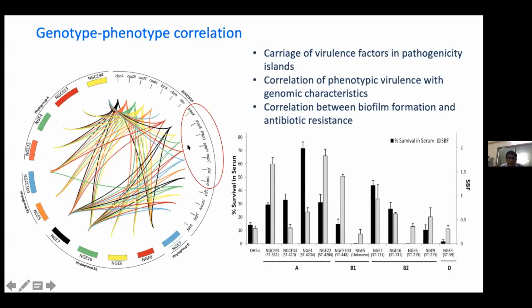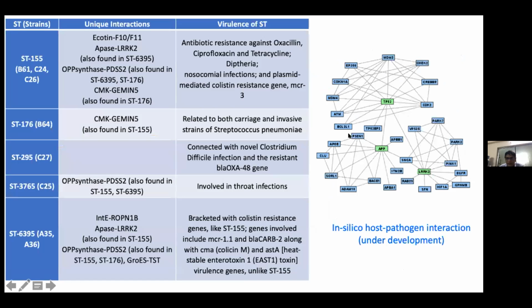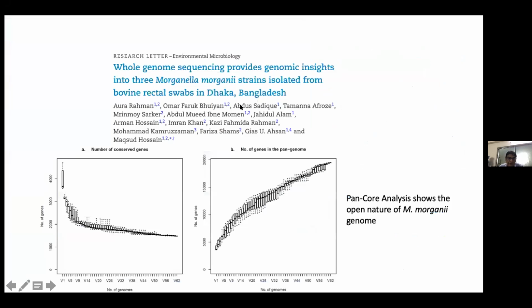So this is quite a nice study. We correlated the bioinformatics and the serology, the phenotypic data with the genotypic data. And this is host pathogen interaction data, which is under development. We're trying to find whether the genotypic differences cause any difference in host pathogen interaction datasets or not. So this was an interesting dataset.